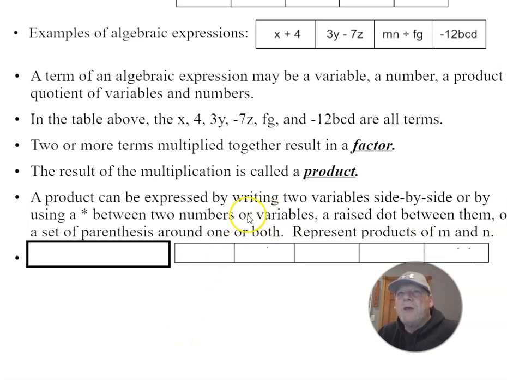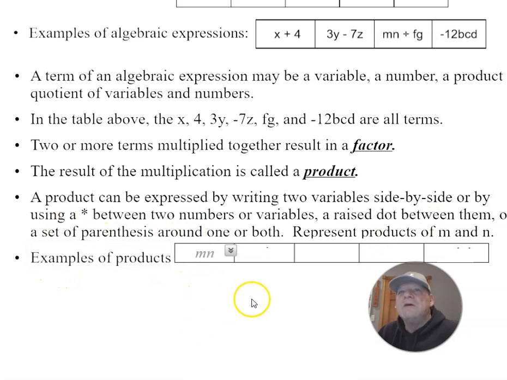A product can be expressed by writing two variables side by side, by using an asterisk in between them, a raised dot in between them, or you can use parentheses. Here are some examples of the products of m and n: mn, m asterisk n, m raised dot n. You can also put parentheses around one or both of them. And that kind of catches us up.